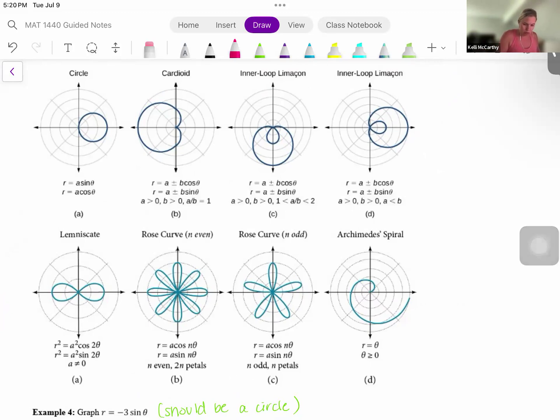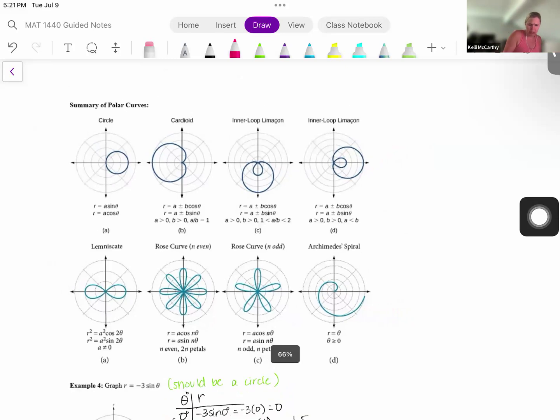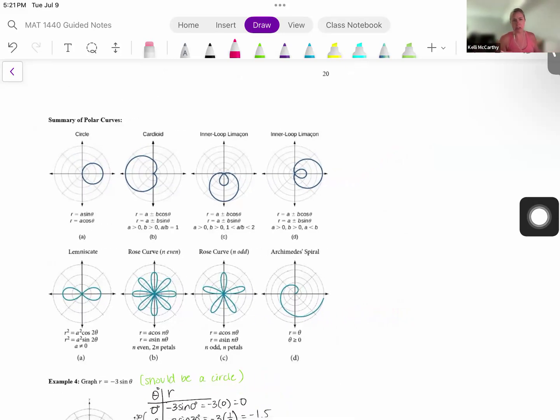So we know it's not a cardioid because a and b are not the same. But we do know that a is less than b. So it looks like it's going to be this type of inner loop limaçon, where the inner loop is sort of on that horizontal axis versus that vertical axis. But again, we're going to plot the points and see how it turns out. This is just a technique of making sure that we're on the right track.